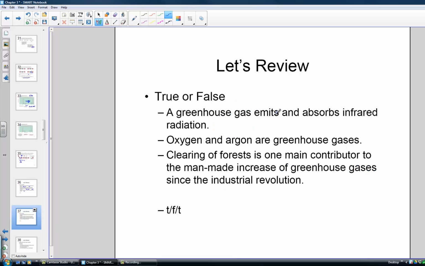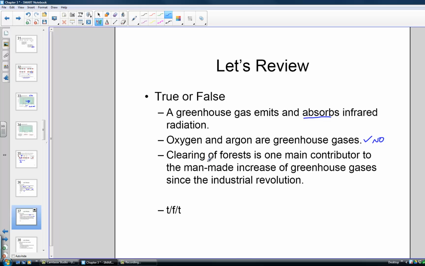A greenhouse gas emits and absorbs infrared radiation. Absolutely. That's what we were talking about as a polar bond. Are oxygen and argon greenhouse gases? Well, we decided no, because they do not exhibit polarity in their bonds. They would not absorb infrared radiation.